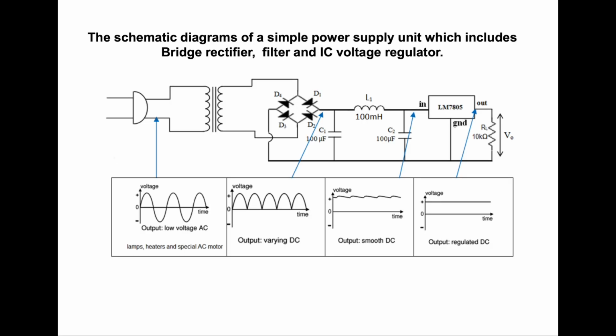So the schematic diagram of a simple power supply unit includes the bridge rectifier, filter, and IC voltage regulator. So here we can see that the output is changing from the AC signal into the regulated DC. From the low voltage AC, it will pass through the transformer. We will get the varying DC, and then after filtering, we will get the smooth DC, and then after the regulator, we will get the regulated DC, which is a clear signal of the direct current.